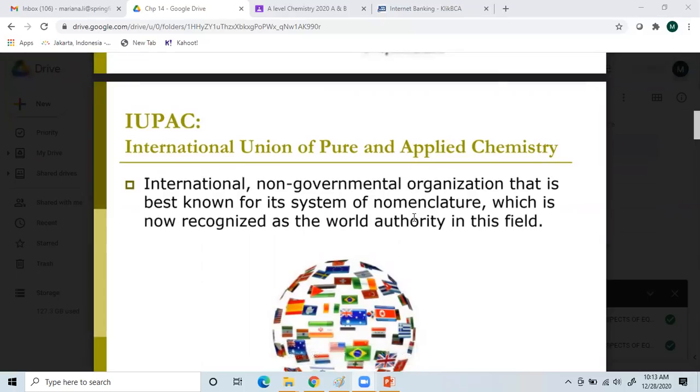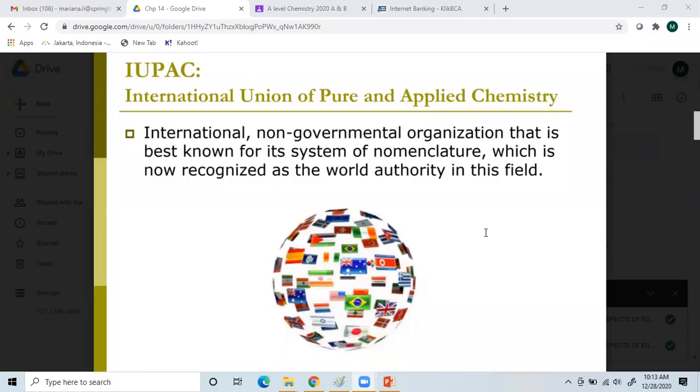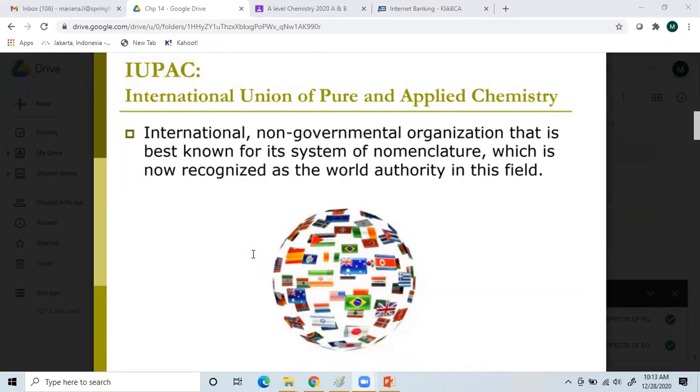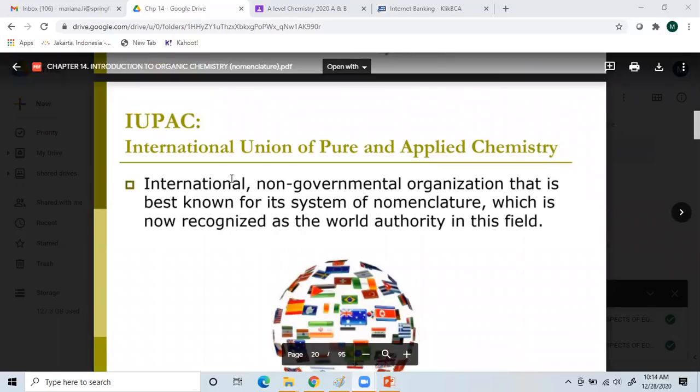So this is the non-governmental organization that has the main job to set the system of nomenclature, okay? And it is used for every organic compound, and in every country there will be the same name for this compound. So let's say if I have ethanol, I will use ethanol in Indonesia. And how if I say ethanol in the US, for example? Yeah, still ethanol, because ethanol is the name, according to the IUPAC rules, okay? So please be careful. We'd like to learn about how to give names using IUPAC rules.